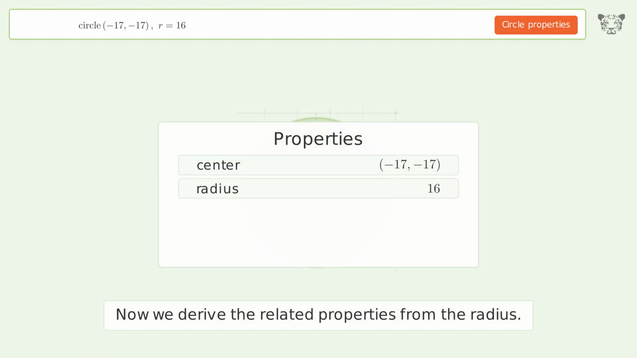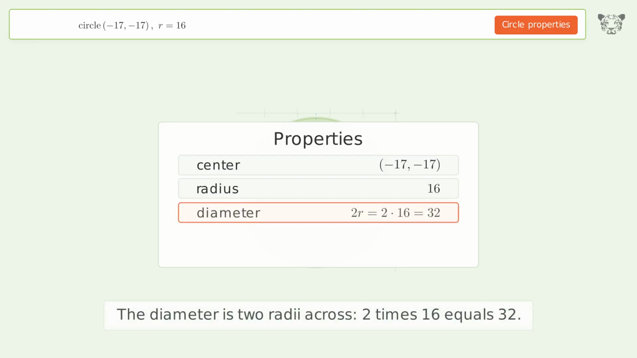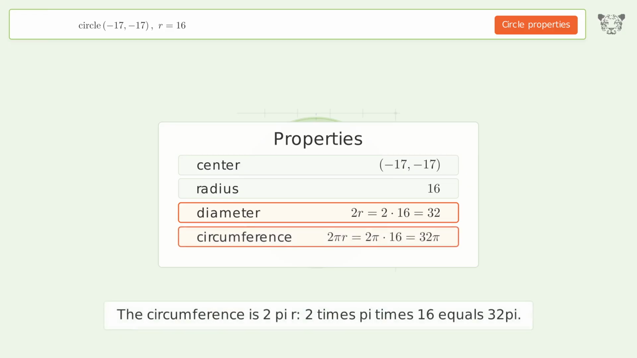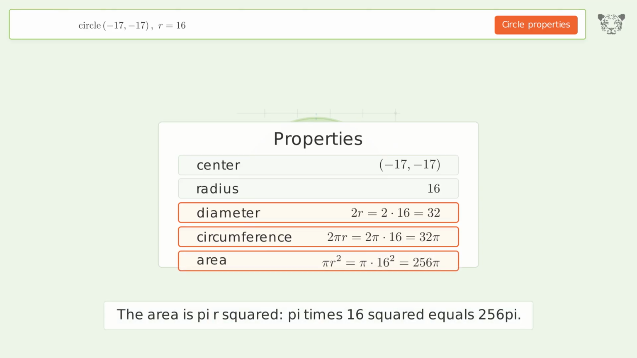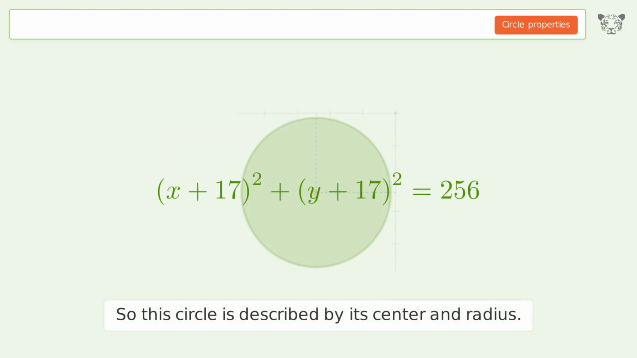Now we derive the related properties from the radius. The diameter is 2 radii across, 2 times 16 equals 32. The circumference is 2 pi r, 2 times pi times 16 equals 32 pi. The area is pi r squared, pi times 16 squared equals 256 pi. So this circle is described by its center and radius.